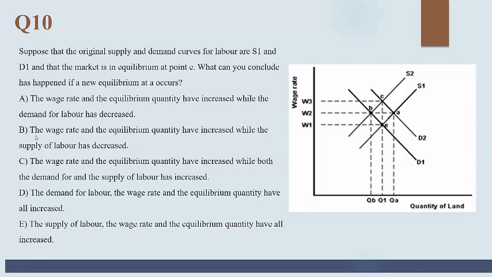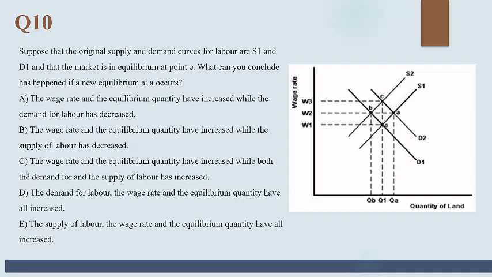In B, it says the wage rate and the equilibrium quantity have increased while the supply of labor has decreased. Well, if we look here, the quantity of labor supply increased because the wage goes up. That's just a movement along the supply curve, and that's fine. But the supply curve did not shift, as it's insinuating here by saying the supply of labor has decreased. This is saying it's shifted to the left. We know here that it's the quantity supplied of labor that has increased.